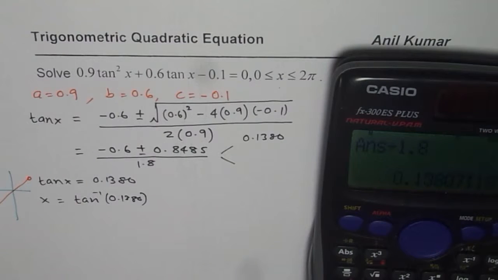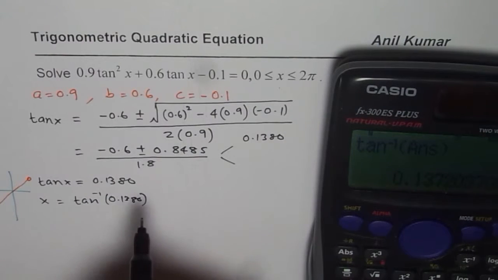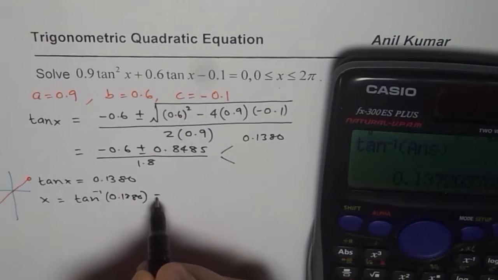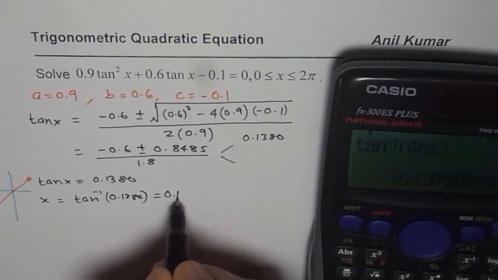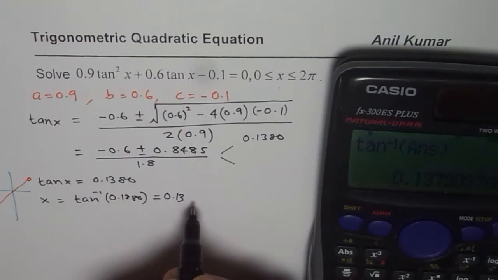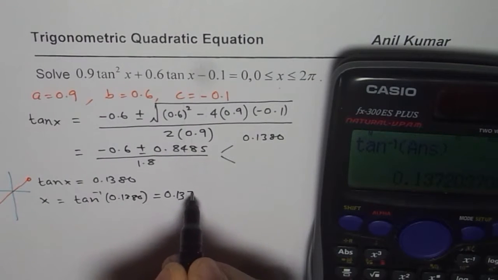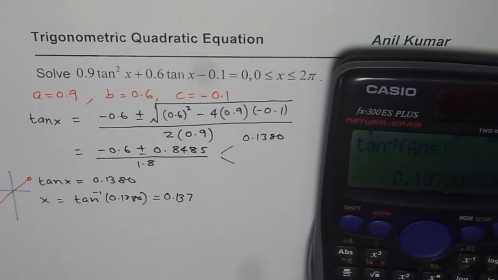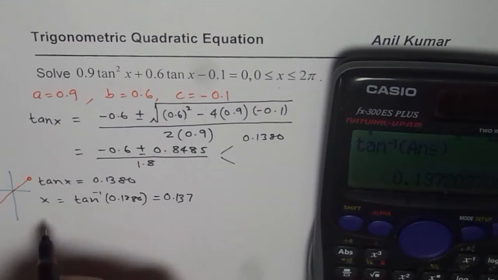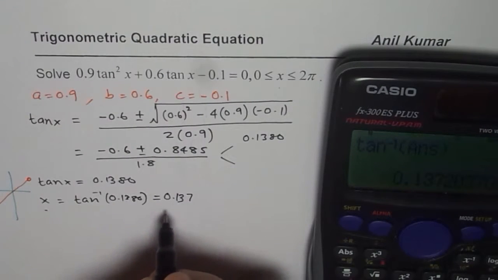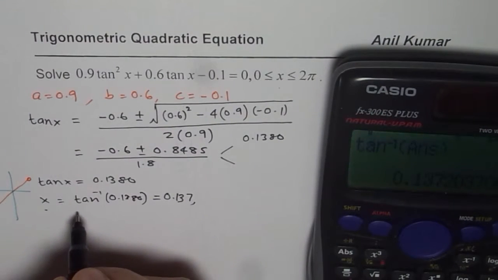So when we do shift tan inverse of the answer within brackets, you get a radian answer, which in our case is equal to 0.137. Fine, no problems. So this is one answer. So we'll say now the solution is x is equal to this, or it could be the other answer.